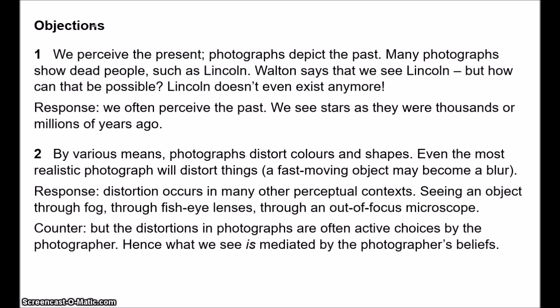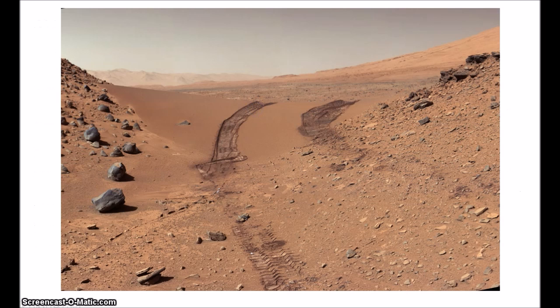Recall that Walton's primary argument for transparency rested on the claim that photographs are not mediated by the beliefs of the photographer. Well, the problem is that the distortions in photographs are often active choices by the photographer. So there's a sense in which what we see in the photograph is mediated by the photographer's beliefs. An excellent example of this is provided by astrophotography. Consider photos of the surface of Mars. The cameras of Mars rovers are equipped with various different filters, and these filters make different aspects of the scene salient.